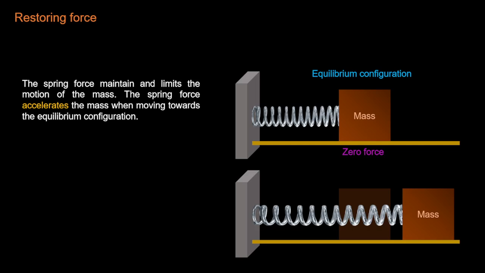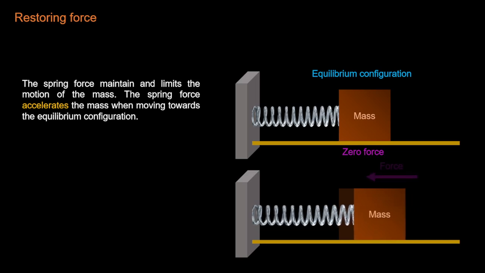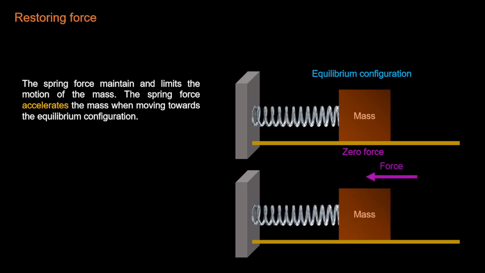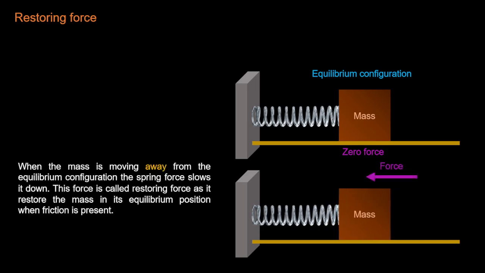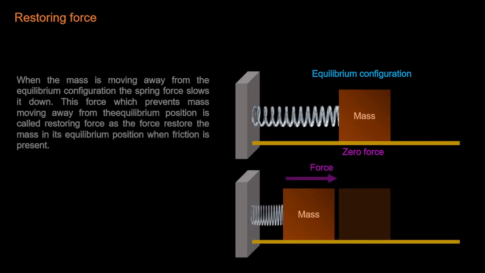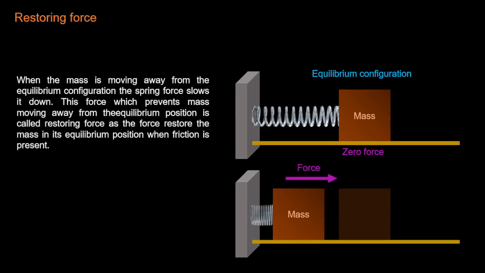The spring force maintains and limits the motion of the mass. The spring force accelerates the mass when moving towards the equilibrium configuration. When the mass is moving away from the equilibrium configuration, the spring force slows it down. This force, which prevents the mass from moving away from the equilibrium position, is called restoring force, as the force restores the mass to its equilibrium position when friction is present.